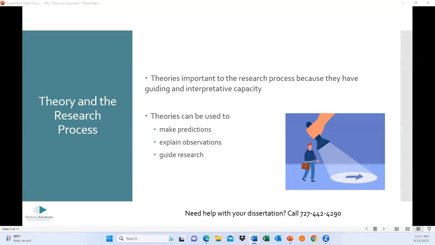It has explanatory power too. It helps explain things, again, these connections. You don't know why transformational leadership and motivation are connected. The theories on these two constructs can help you see how they're connected.